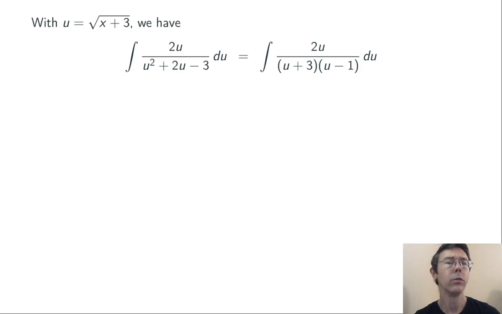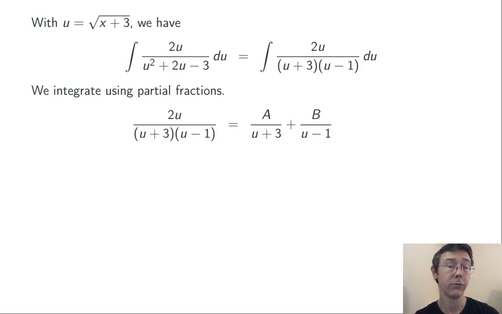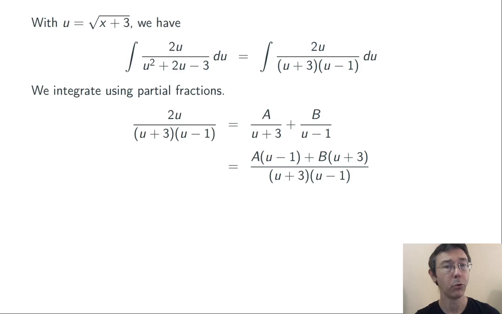The integral of 2u over u squared plus 2u minus 3 is the same thing as the integral of 2u over (u plus 3) times (u minus 1), just factoring the denominator. Now I do partial fractions on that rational expression. The denominator is just the product of two linear terms, so the form that I want is A over u plus 3 plus B over u minus 1. As before, I get a common denominator, equate the numerators, and solve for A and B.